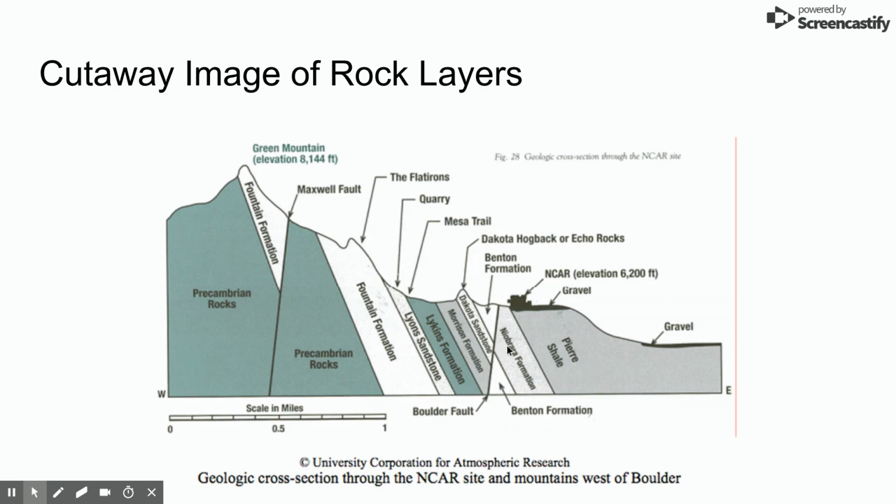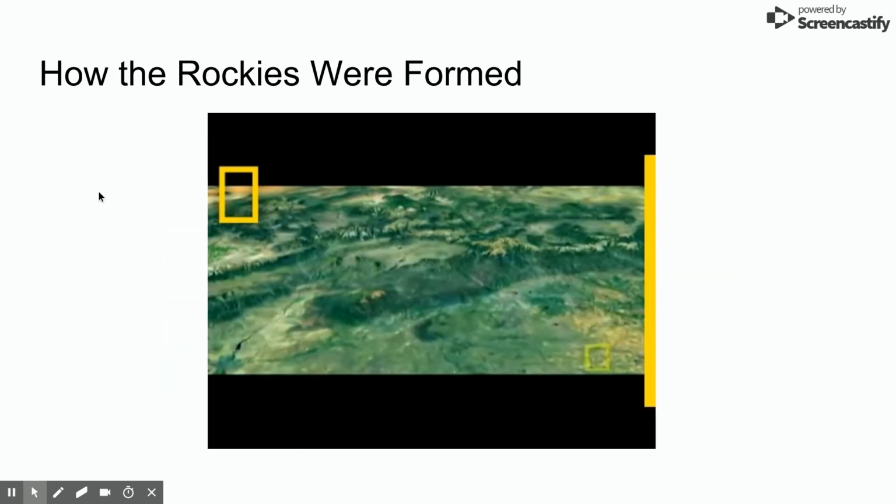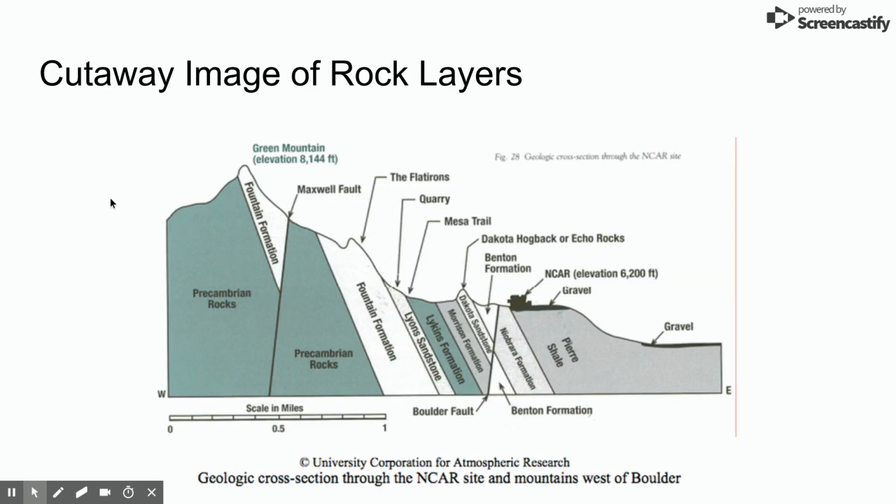And we'd have to be able to try and figure out when the faults occurred and stuff like that. So Fountain Formation, oldest, Pierre Shale, youngest. Now, here's something that's really cool about the Pierre Shale. Some of it was actually deposited after some of the Rocky Mountains were formed.